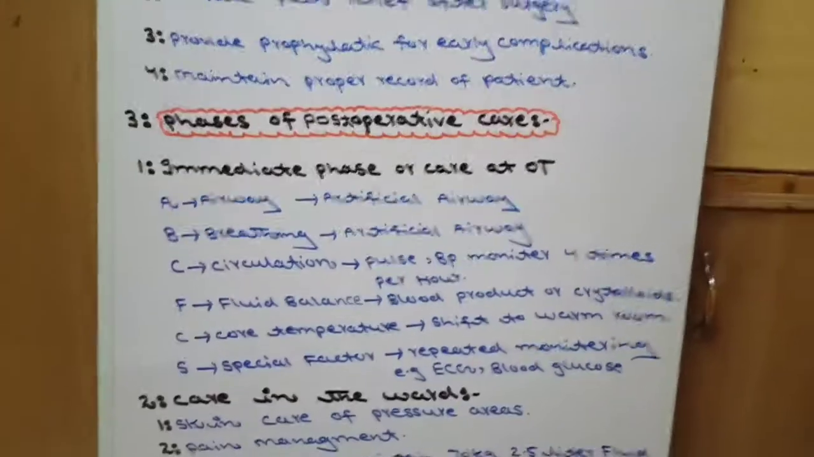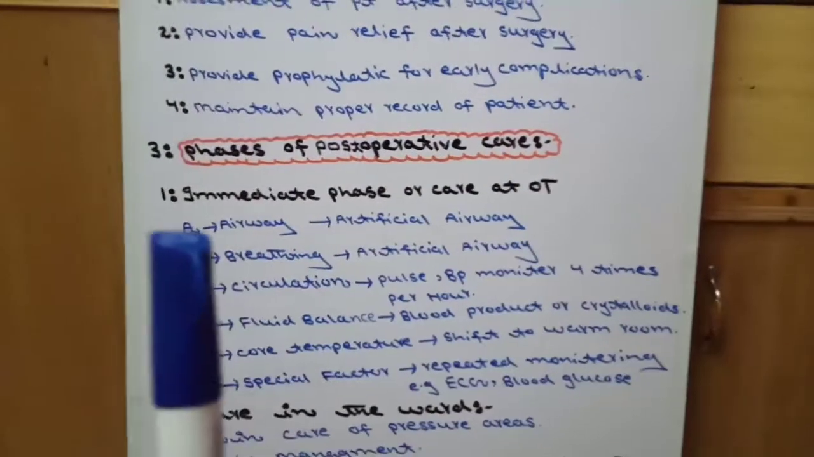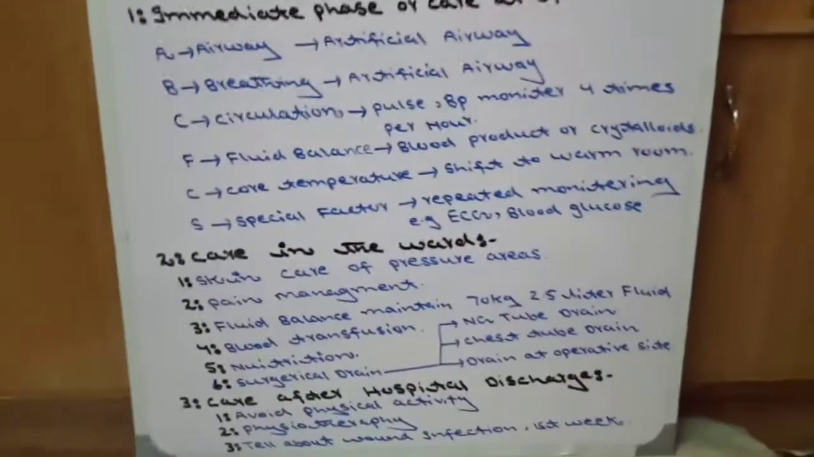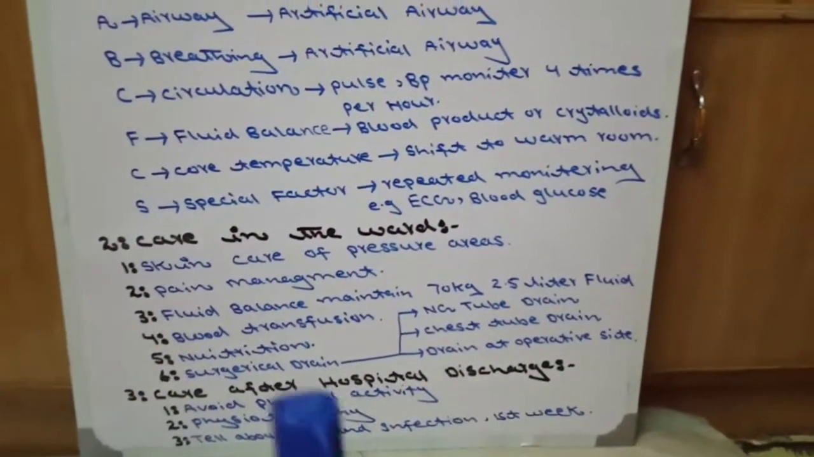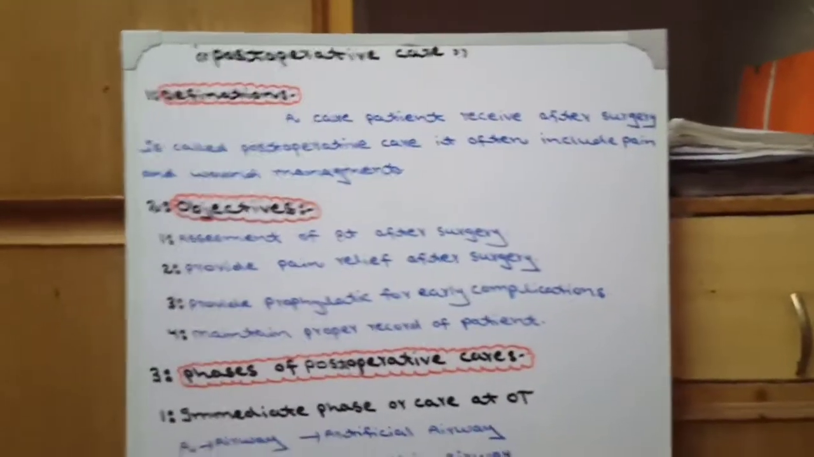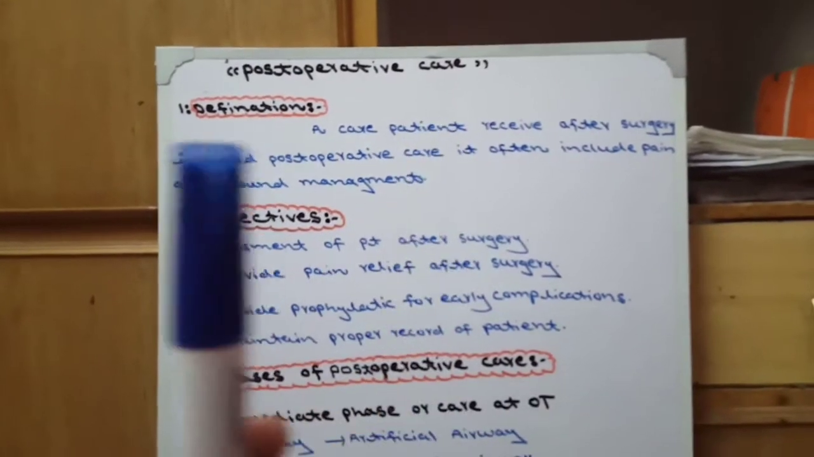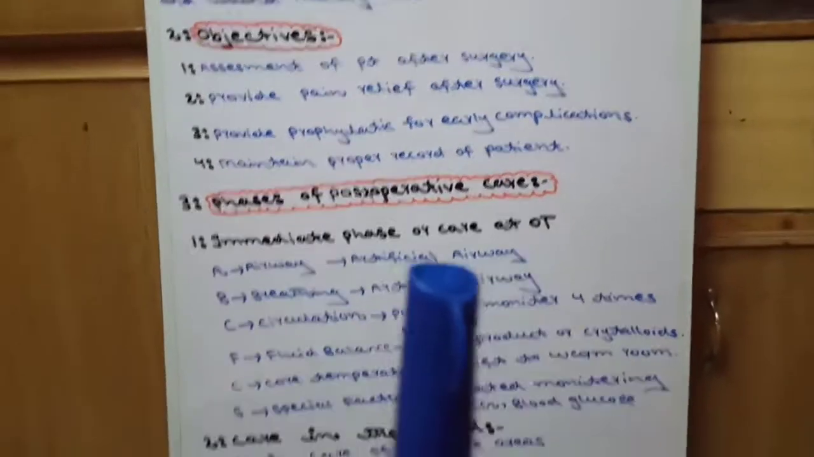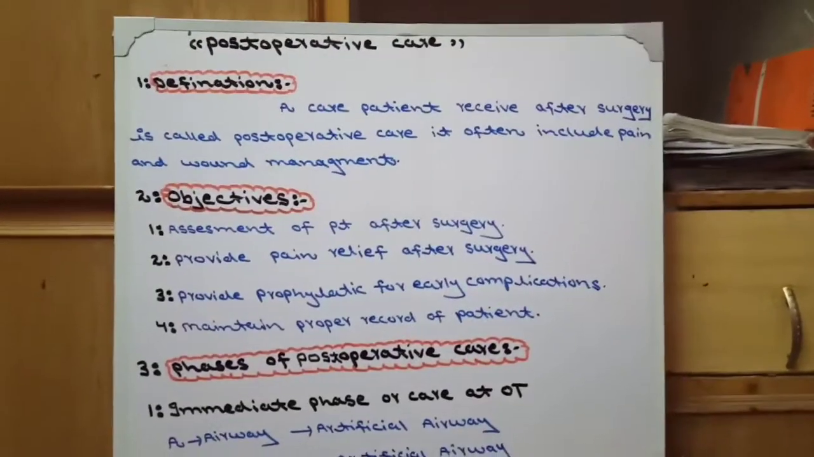These are the 3 phases of postoperative care. Number 1, immediate phase or care at operation theatre. Number 2, care in the ward. Number 3, care after hospital discharge. Now today our topic is complete. We studied postoperative care definition, objectives, and phases of postoperative care.